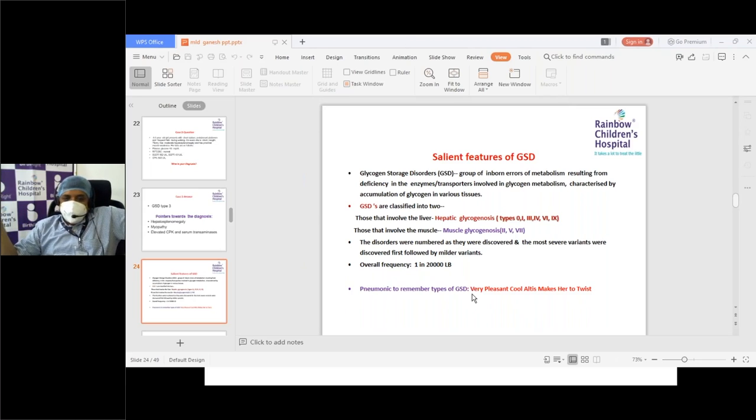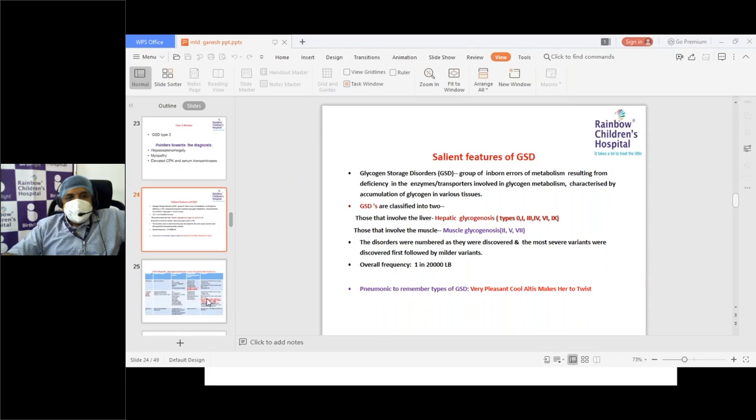P stands for Pompe. C stands for Cori. A stands for Andersen. Then McArdle's disease, Hers disease, and Tarui disease. So this is the mnemonic to remember the various names of these GSDs.